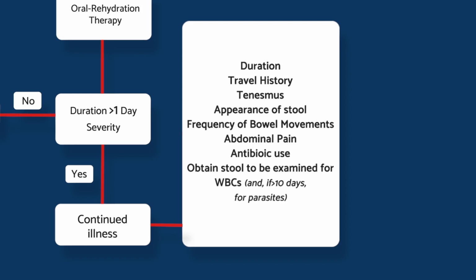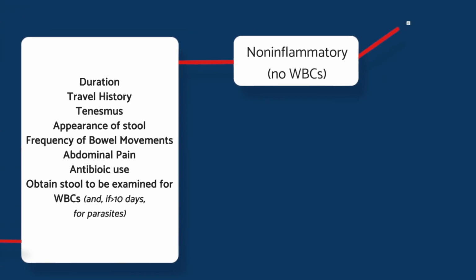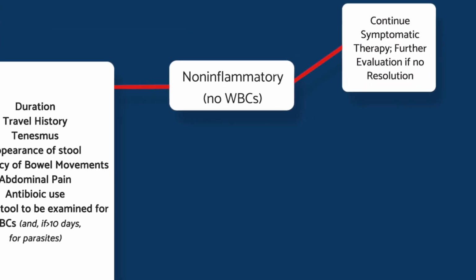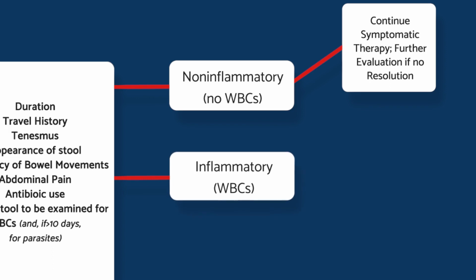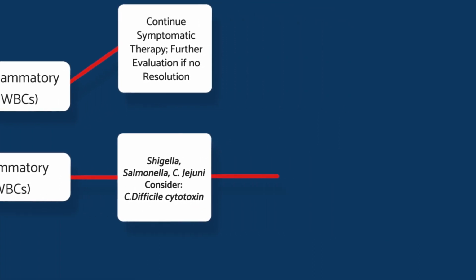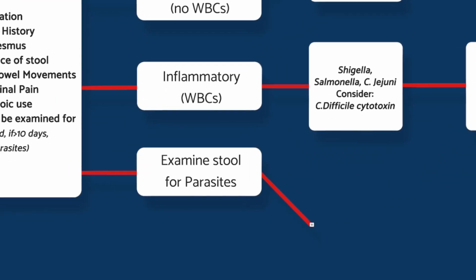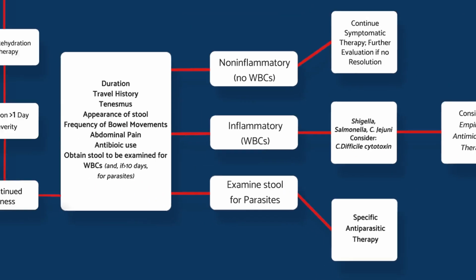Now, why do we do that? Because that helps to differentiate those patients who require antimicrobial therapy versus those who don't. If there are no WBCs in their stool, then we just give them supportive care and wait and watch. If there are inflammatory cells or WBCs, then it is very likely caused by bacteria such as Campylobacter jejuni, Shigella, or even Clostridium difficile. These patients require antimicrobial therapy. If, however, there are parasites seen in the stool, then they require antiparasitic therapy.